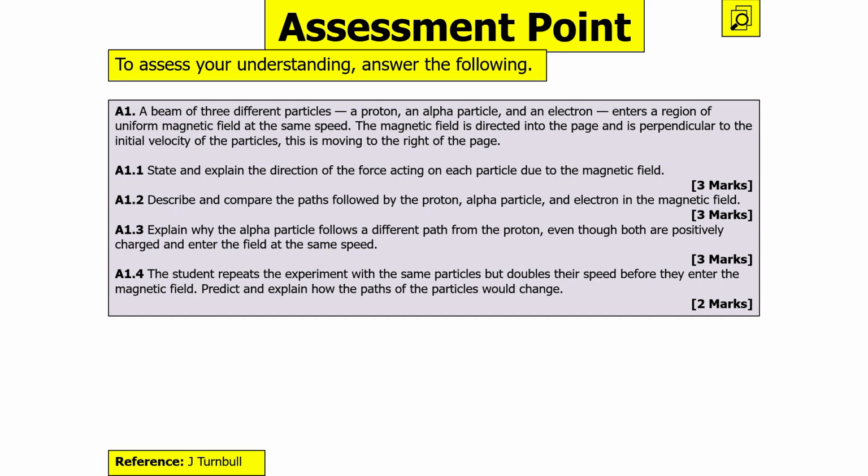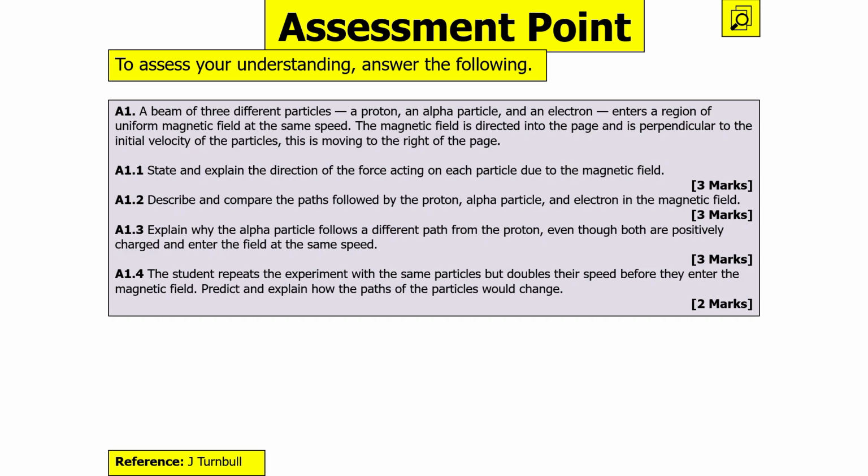A beam of three particles, a proton, an alpha particle and an electron, enter a region of a uniform magnetic field at the same speed. The magnetic field is directed into the page and perpendicular to the initial velocity of the particles, that is moving to the right of the page. State and explain the direction of the force acting on each particle due to the magnetic field.